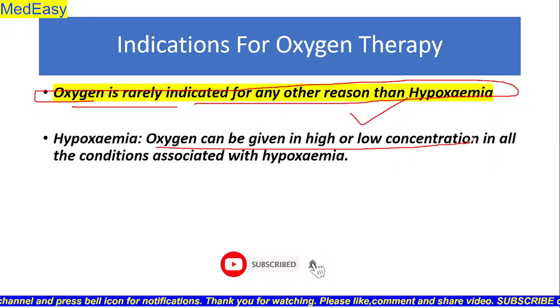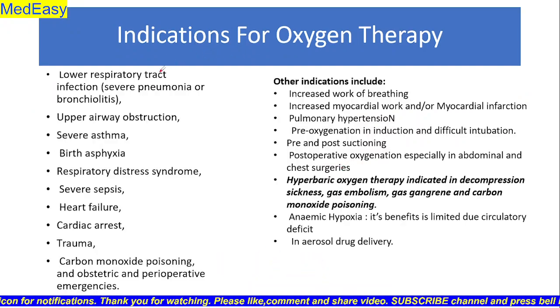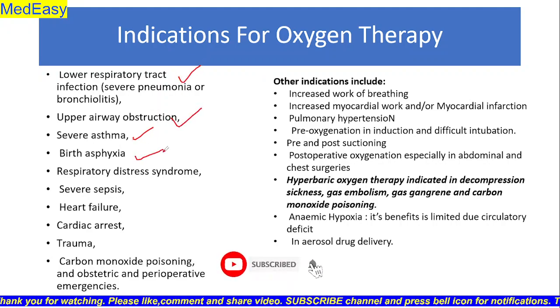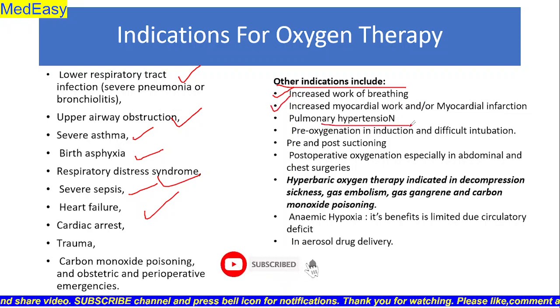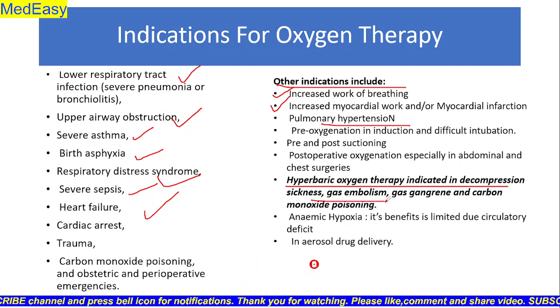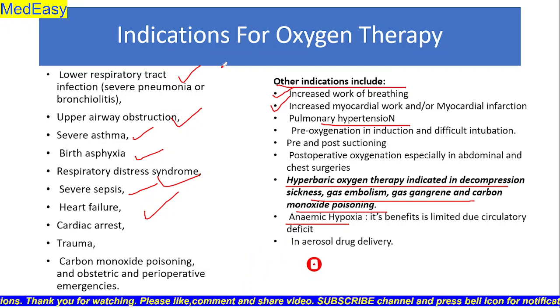Oxygen can be given in high or low concentration in all the conditions associated with hypoxemia. So, these are the indications for oxygen therapy: lower respiratory tract infection, upper airway obstruction, severe asthma, birth asphyxia, respiratory distress syndrome, severe sepsis, heart failure and so forth. Other indications can be increased work of breathing, myocardial oxygen demand sometimes, and pulmonary hypertension. Hyperbaric therapy we sometimes give in case of decompression sickness, gas embolism, gas gangrene or carbon monoxide poisoning, and sometimes anemic hypoxia also. So, this is the list of medical conditions where we use oxygen therapy.